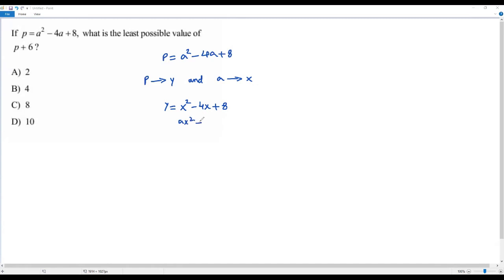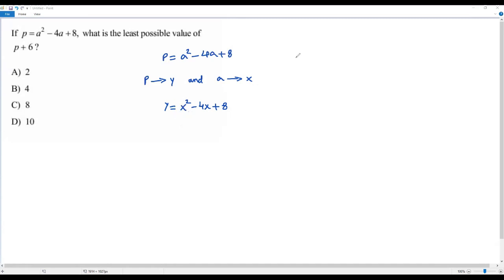That is ax² + bx + c. So whenever we have a quadratic function in this form, that is y equals ax² + bx + c, its graph will be a vertical parabola. And what is the leading coefficient over here? The leading coefficient is the number we have in front of x². We don't find any number in front of x², so we have to assume it's 1.